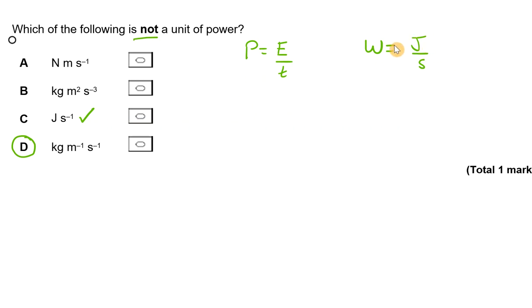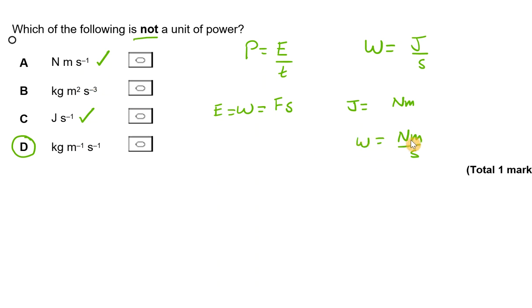So let's have a look at these other options now. We know that energy is the same as work, and work is force times distance, so that means a joule is equal to a Newton meter. So I can exchange Newton meters for joules here and say that a watt is Newton meter per second, which is our option there, A, that's correct.